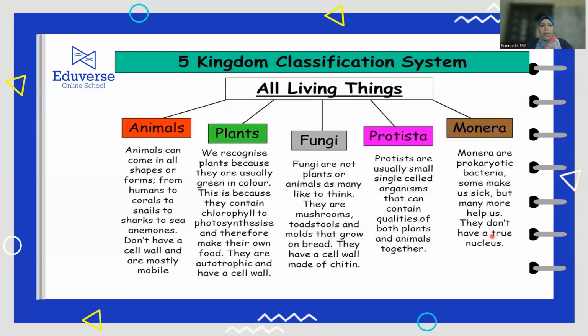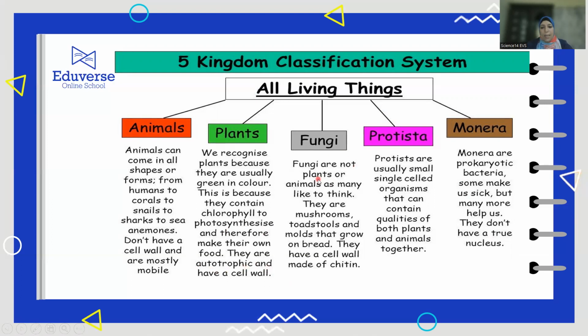So we have 5 kingdoms in our modern taxonomy. They are kingdom Animalia, or animals, that can come in all shapes and forms, from humans to corals, snails, sharks, and sea anemones, and they do not have a cell wall and are mostly mobile. Plants, we recognize because they are usually green in color. This is because they contain chlorophyll. They perform the photosynthesis process, so they are considered autotrophs, and they have a cell wall.